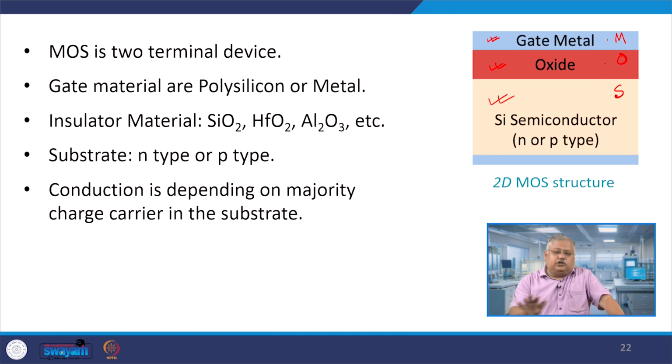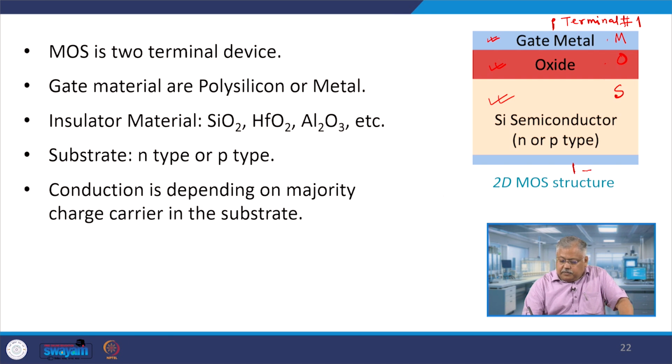We are at this stage not going into the fabrication process steps, but I will assume this to be a 2 terminal device. Where are the 2 terminals? The first terminal is the gate terminal, right. This is terminal number 1, and the substrate is terminal number 2. So, there are 2 terminals, terminal 1 is on the gate metal and terminal 2 is the substrate. Now, the gate material can actually be polysilicon or metal, right.